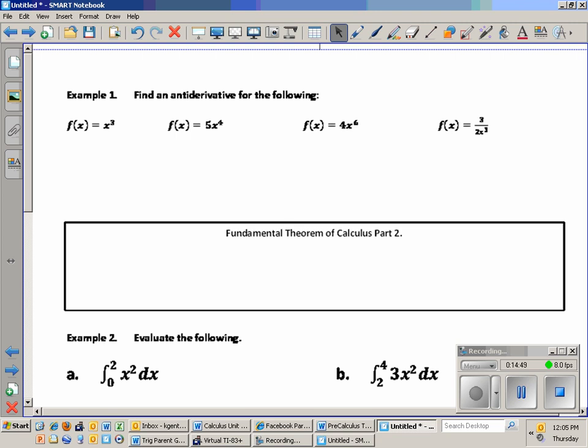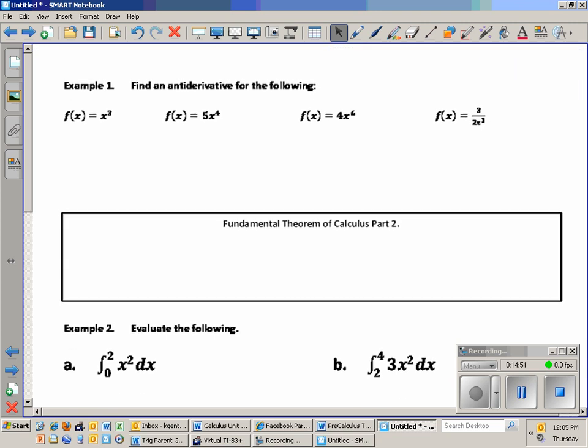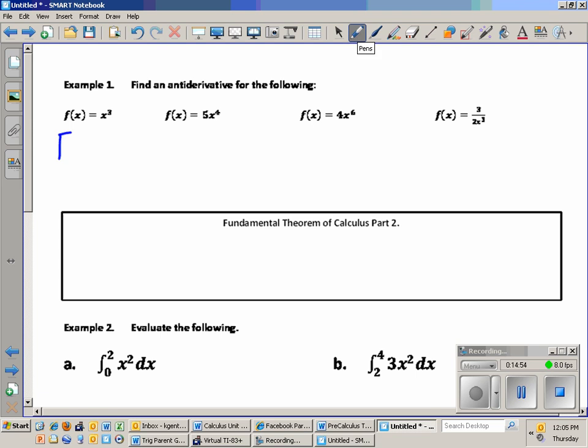Let's find an antiderivative. Summation. That's what we've been doing. We've been doing summation. Yes, different.